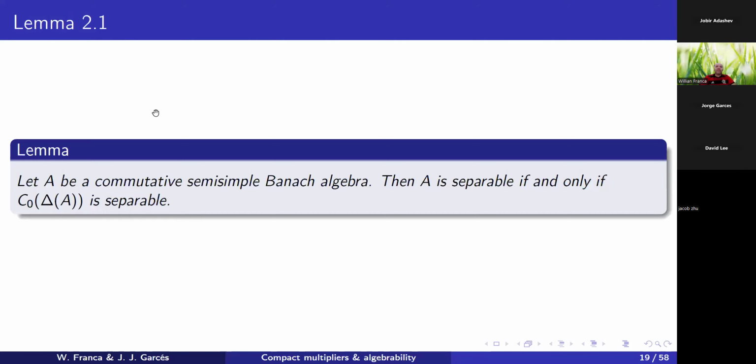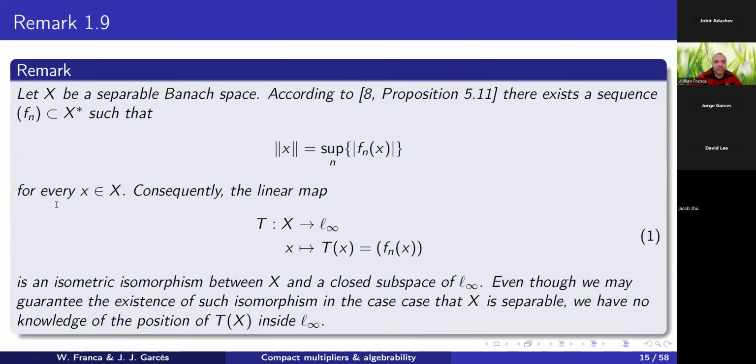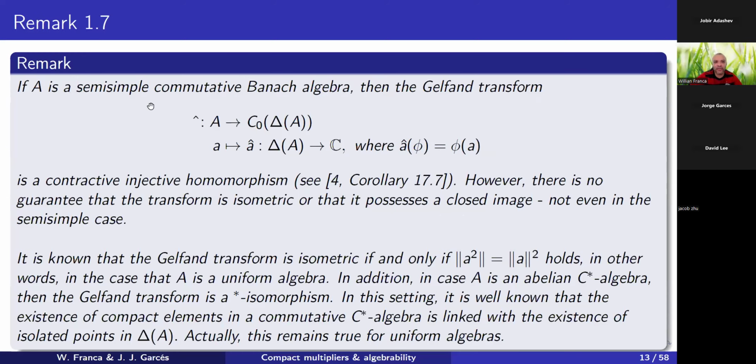So, if you have a commutative semi-simple Banach algebra, then A is separable if and only if C0 of the spectrum is also separable. So you do have a criterion to decide if a commutative semi-simple Banach algebra is separable or not, in terms of this associated space, which is related to the Gelfand transform. Just to remind you, this is the Gelfand transform. So you are answering about separability of A from separability of C0 of delta A.